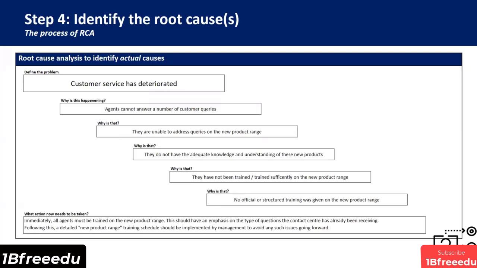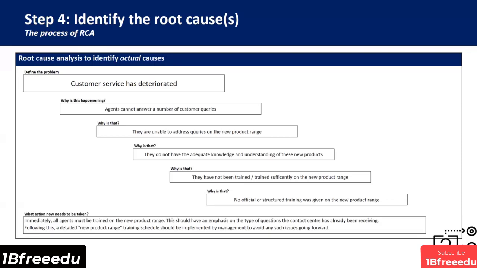Agents cannot answer a number of customer queries. Why is that? They are unable to address queries on the new product range. Why is that? They do not have the adequate knowledge and understanding of these new products. Why is that? They have not been trained or trained sufficiently on the new product range. Why is that? No official or structured training was given on the new product range.